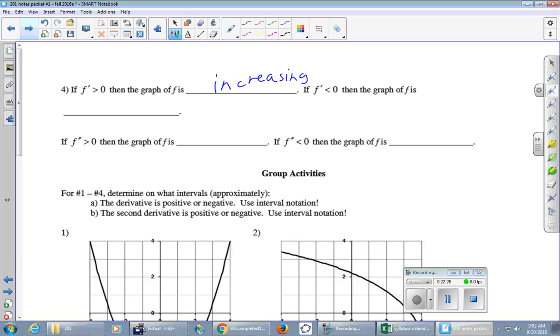If f prime is negative, then the graph of f is decreasing. Okay, so first derivative always tells us about increasing and decreasing. If f double prime is positive, then the graph of f is concave up. And if the second derivative is negative, then the graph of f is concave down.